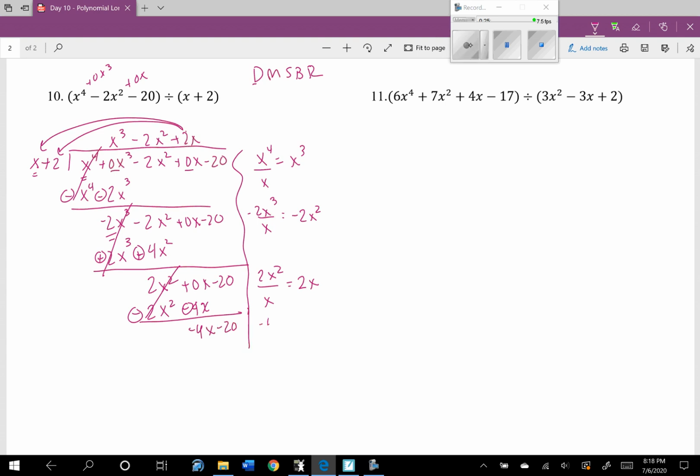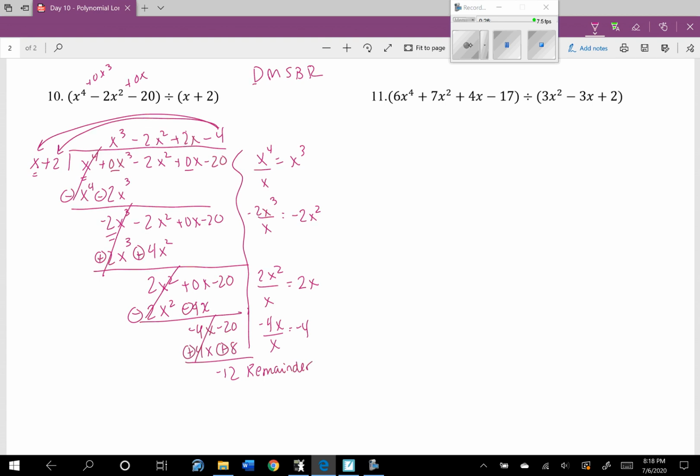So negative 4x divided by x is negative 4. It's a constant term, so that goes here. And then multiply. So that gives me minus 4x. And then negative 4 times 2 is negative 8. And then we subtract, so that becomes plus, and that becomes plus. This cancels out. Negative 20 plus 8 is negative 12. And there's no other spots for us to go, so this is the remainder.